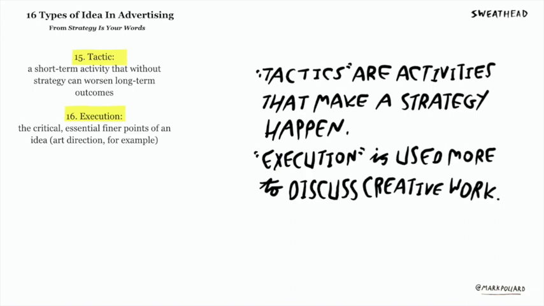Tactic and execution are used a lot. I see tactic largely connected to strategy, whereas execution is largely connected to creative, capital C creative, like the creative work. Tactics are activities or groups of activities that make a strategy happen. We'll talk about them more later. Execution is used more when discussing the creative work, and it could be art direction. It could be anything that seems to be more of a creative decision than a strategic decision. I'm sure there's overlap and people use these words differently however they choose, but that's how I see the difference here.